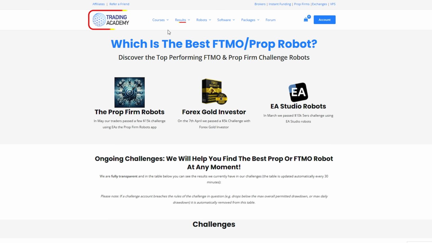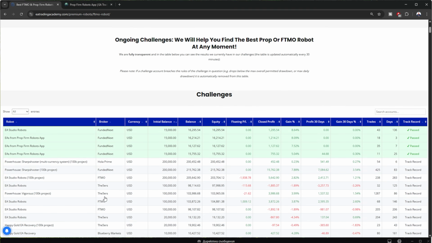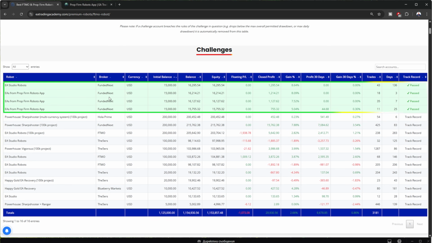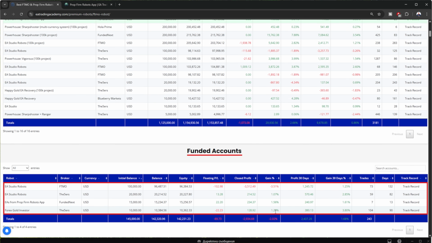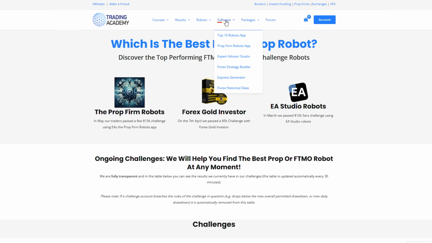Now we've made all of the results public from the live accounts and the challenges. With the challenges you can see the accounts where we've reached the target and the ongoing challenges, as well as the funded accounts that we have with some of the prop firms. And the Prop Firm Robots app is online and it updates automatically with the performance of the expert advisors and with new expert advisors. So here it is.